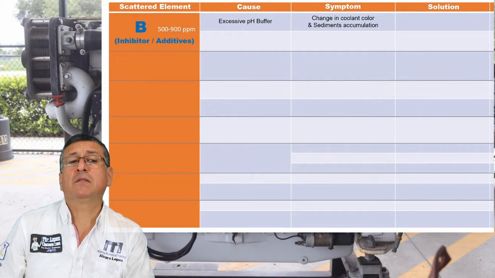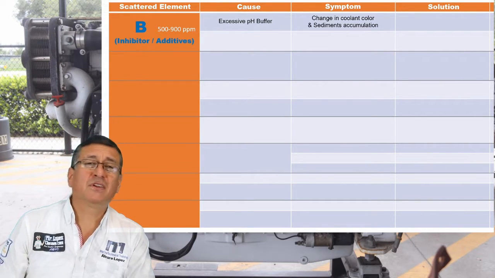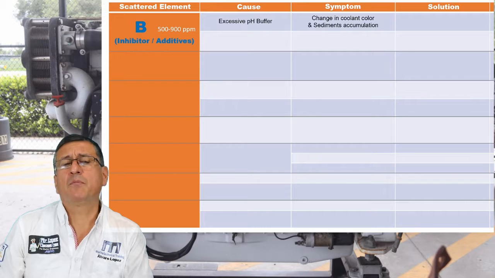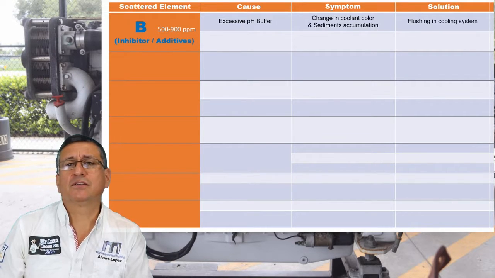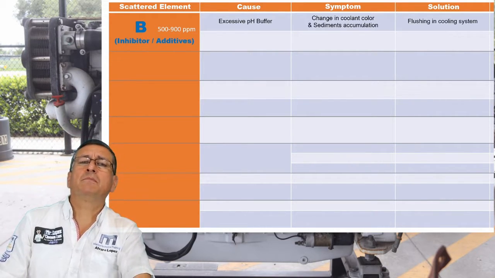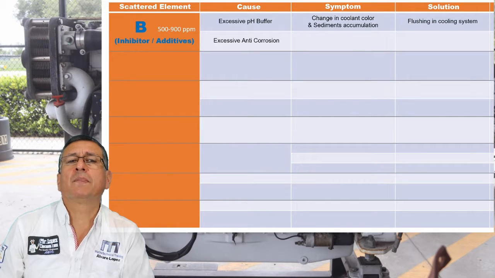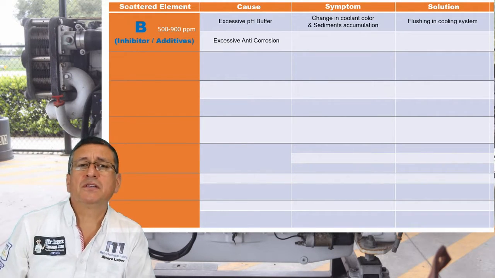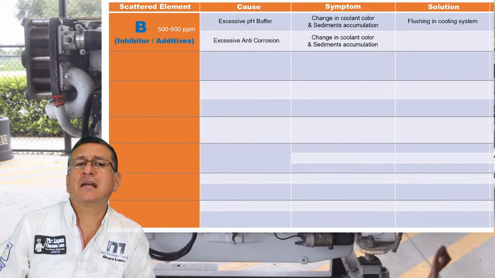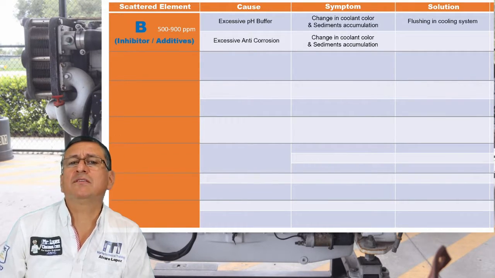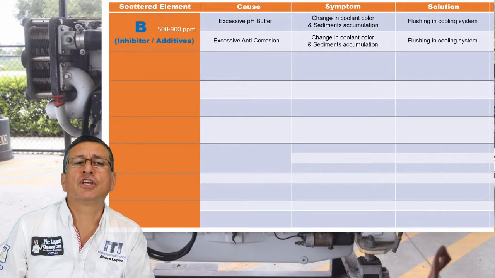What is the symptom in that particular case? Change in the color of the coolant and probably sediments. The solution is flush the system and replace the coolant for a new one. Exactly the same with the excessive amount of anti-corrosive additives. Those anti-corrosive additives are based on barium and produce exactly the same, change in color and sediments, and once again the solution is flush the system. This is for barium. Those are inhibitors or additives.